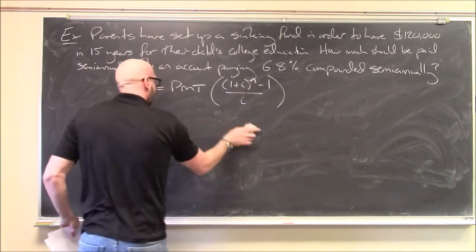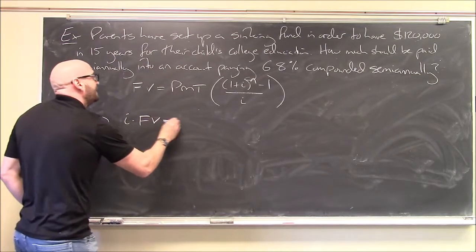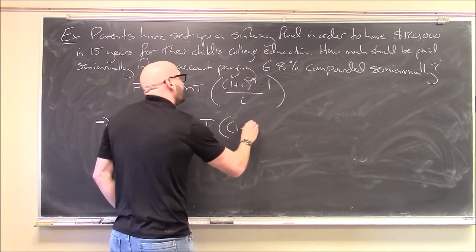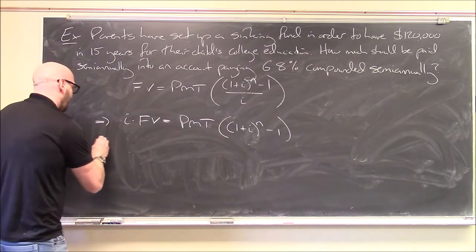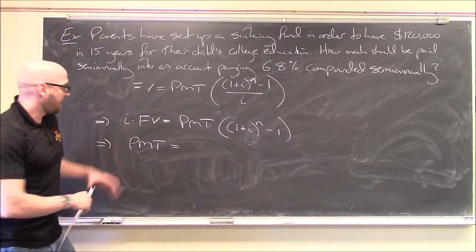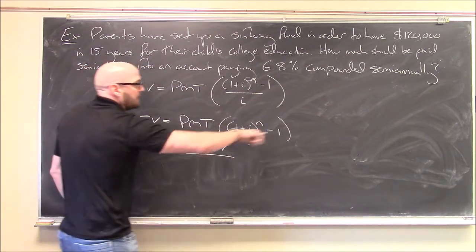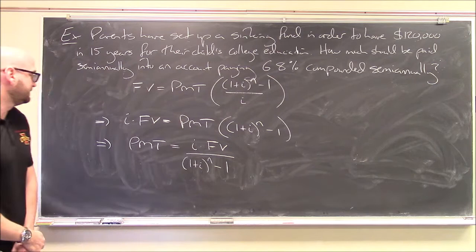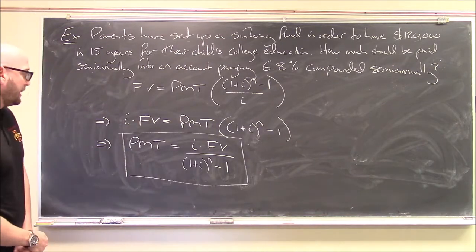How about I not try to skip all the steps? Let's go, I times future value is payment times, oh yeah, this would have worked, 1 plus I to the n minus 1. Alright, so all I've done here is multiply both sides by I. So now if I want to isolate payment, and I'm going to write it on this side, payment is I times future value over, divide by this entire expression, 1 plus I to the n minus 1. So there is the formula rearranged for the periodic payment size.